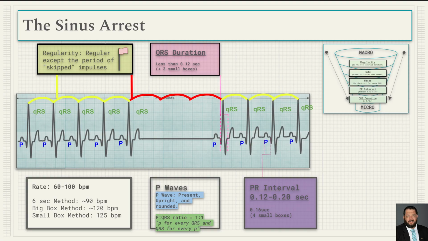And then we pick right back up again with the regular R to R interval. That period of electrical silence is what hallmarks sinus arrest. But let's move through the rest of our interpretation. We'll flag that area for the moment.